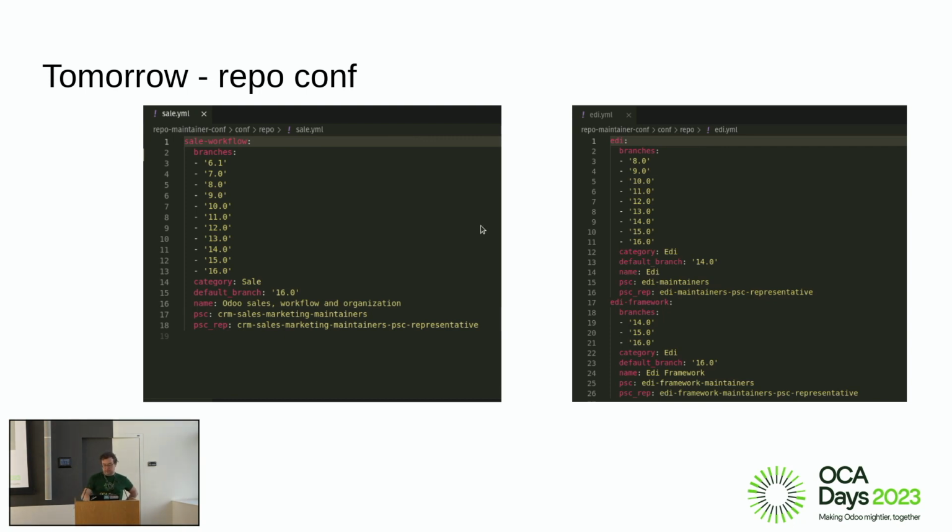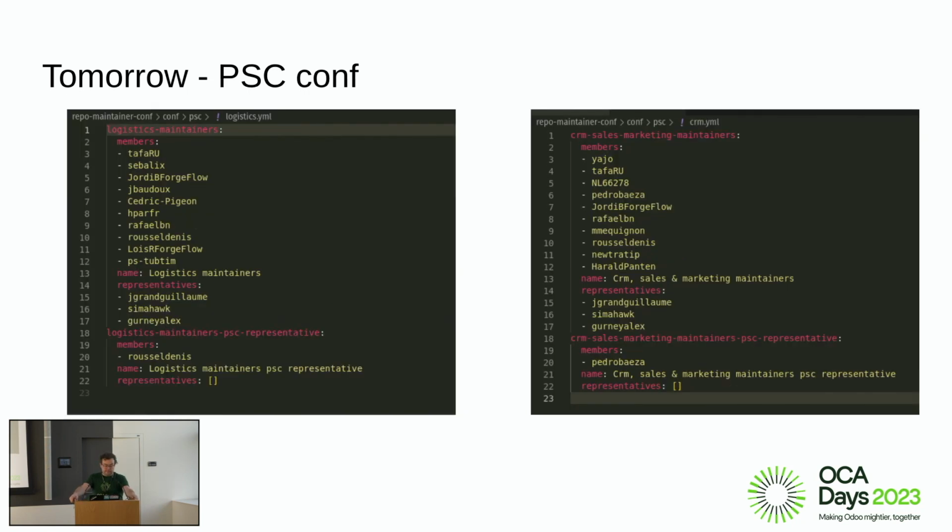So here's an example for sale workflow. Here is for EDI. We can manage on the same file several repos, usually managed by the project. So here you can find EDI framework, and so on. On the stock, there will be like 10 repositories, and so on. What about the PSC? Well, in a similar way, we have a file for each team, in this case logistics maintainers, the members we have, the name of the team, and the representatives. That's all.